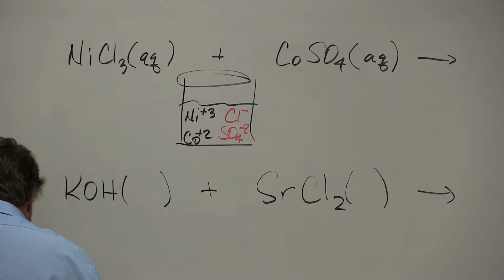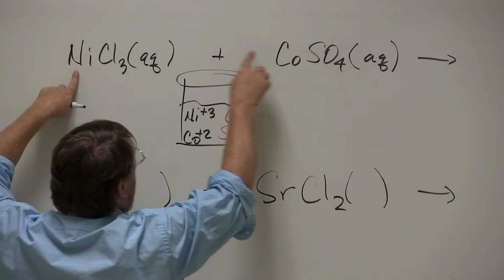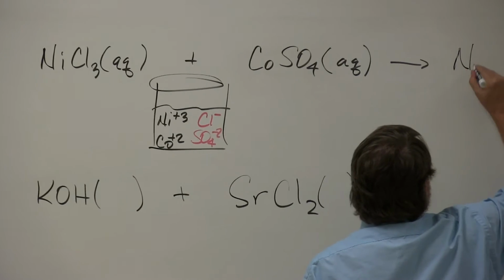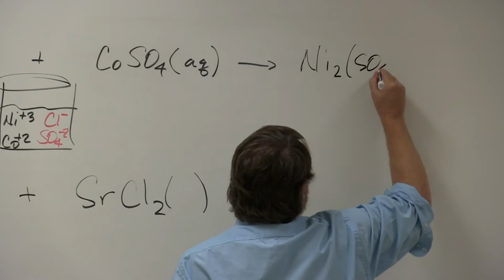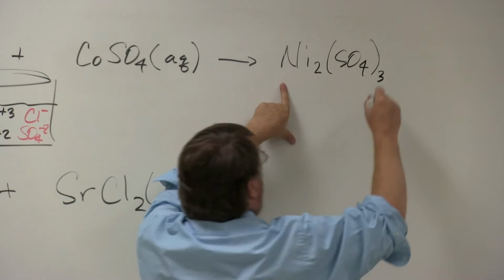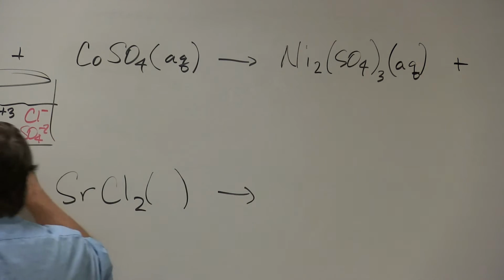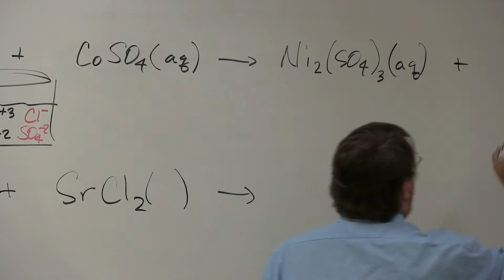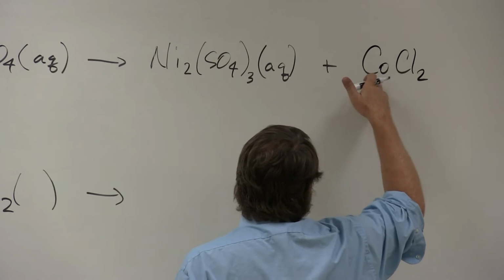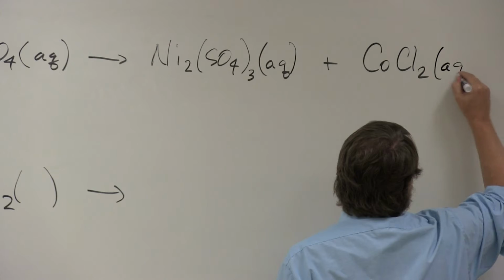So what we're interested in is the combination that's not what has been written. So we're switching the nickel and the cobalt. Nickel with sulfate is going to make nickel sulfate, Ni2(SO4)3. Sulfates are generally soluble. Nickel is not an exception to that, so this compound is going to be aqueous. Then we're going to have cobalt with chloride, Co+2 and Cl-, going to make CoCl2. Chlorides are generally soluble. Cobalt's not an exception. Those exceptions are lead, silver, and mercury. So this is also aqueous.